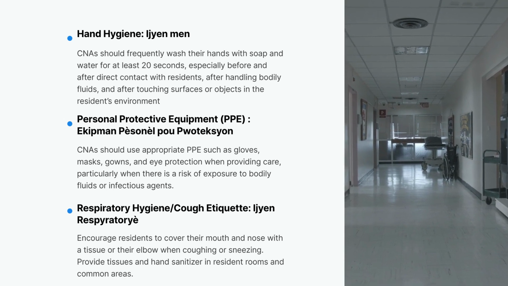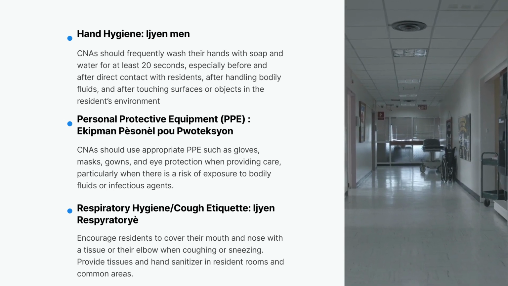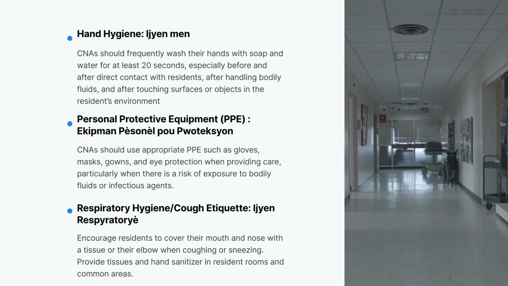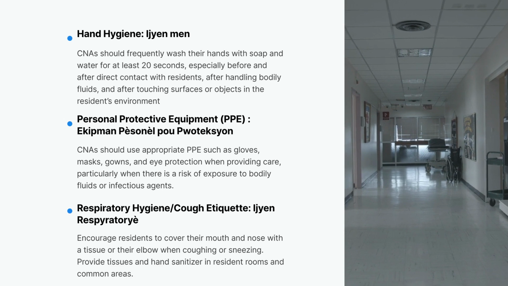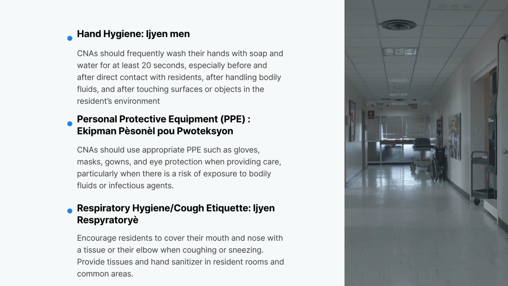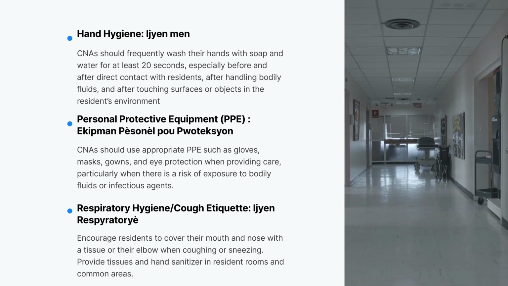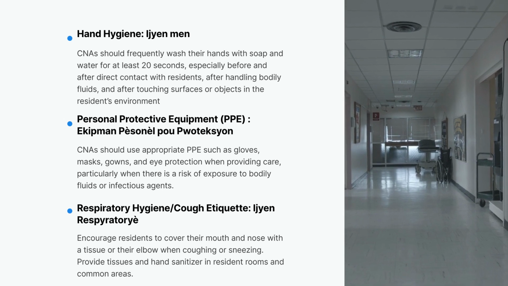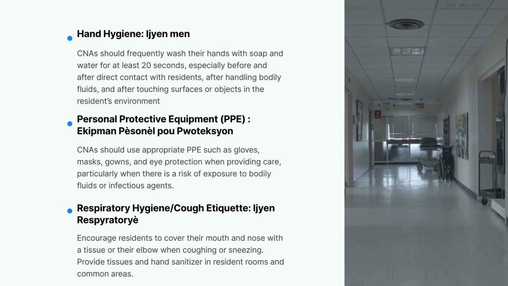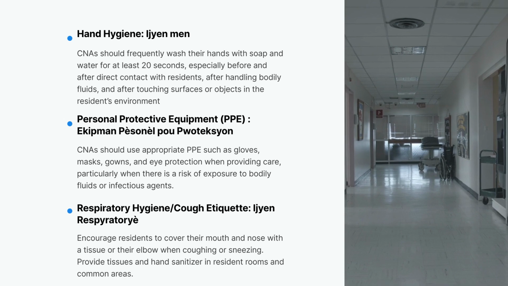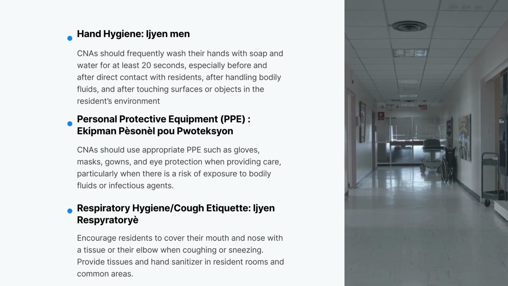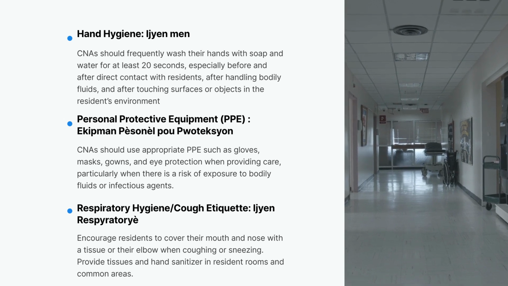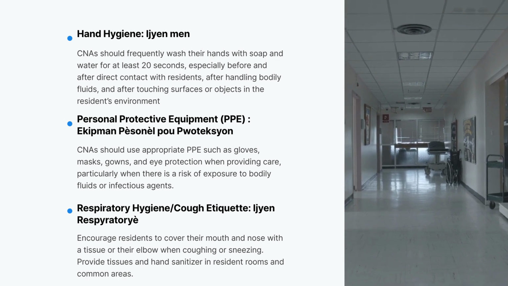Personal protective equipment, PPE. CNAs should use appropriate PPE such as gloves, masks, gowns, and eye protection when providing care, particularly when there is a risk of exposure to bodily fluids or infectious agents. Respiratory hygiene, cough etiquette. Encourage residents to cover their mouth and nose with a tissue or lower their elbow when coughing or sneezing. Provide tissues and hand sanitizer in resident rooms and common areas.